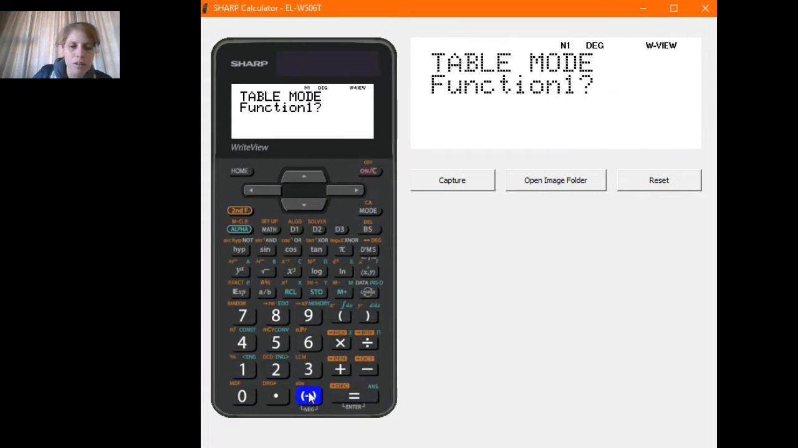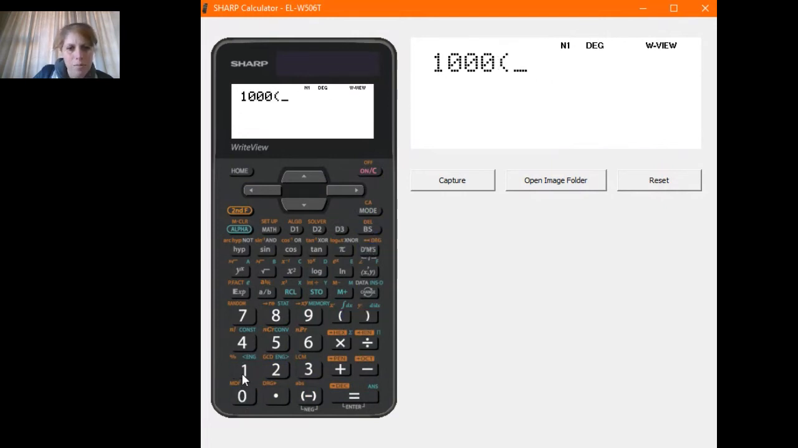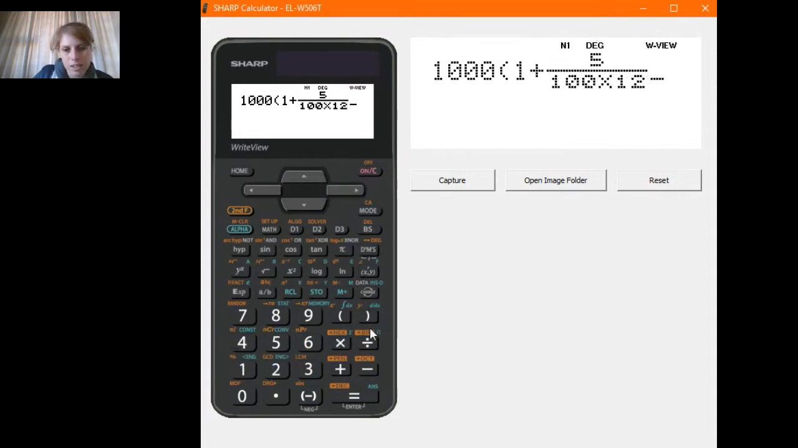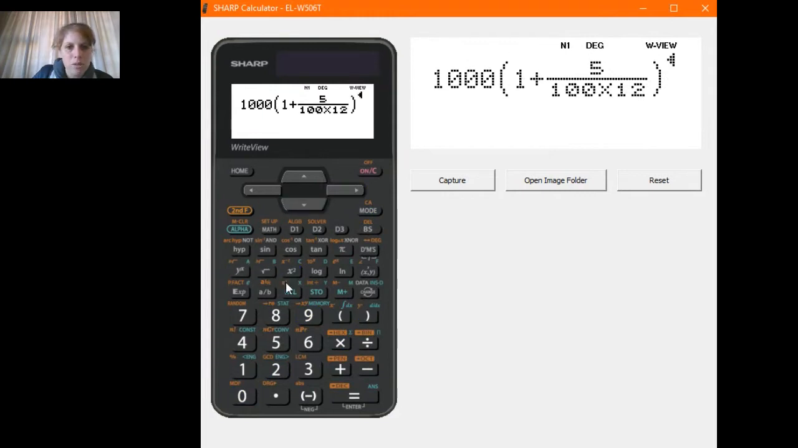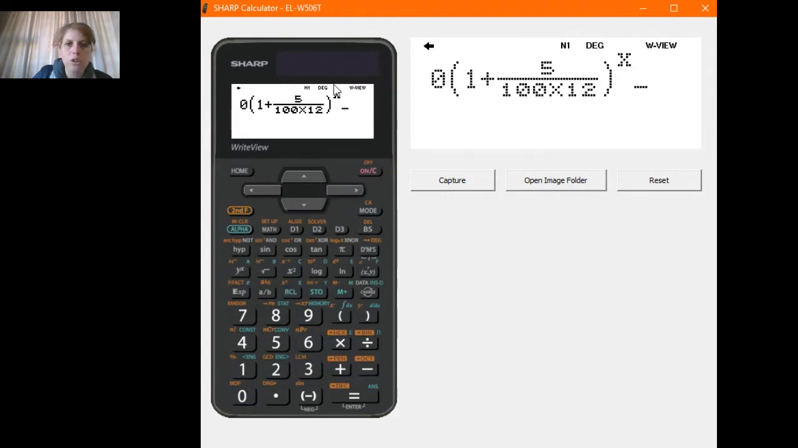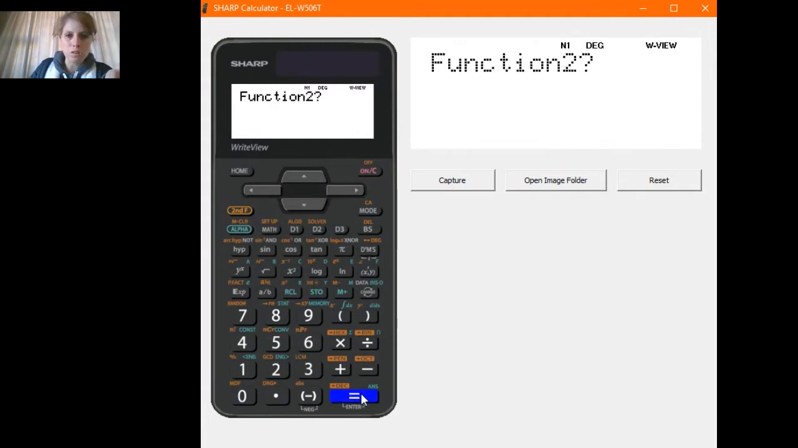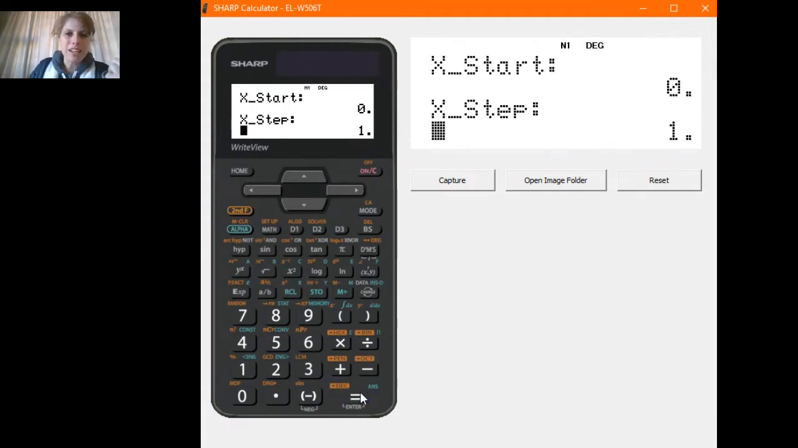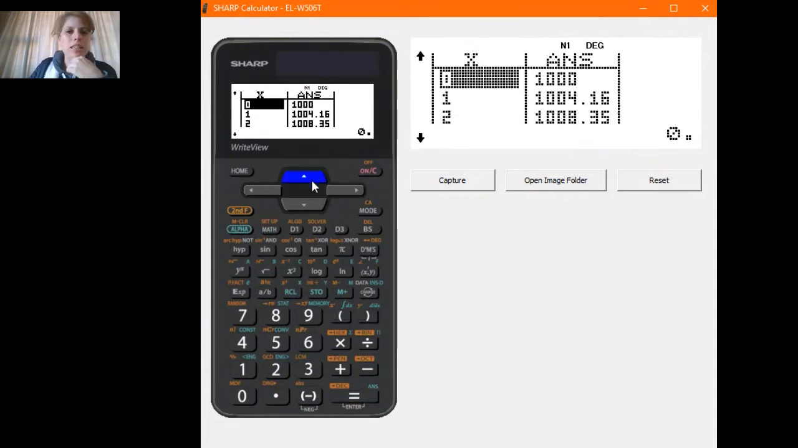Sorry guys, you know what I'm going to do? Let me just do it. So 1,000, open brackets, 1 plus 5 over 100, and then we're going to multiply by 12, to the power of x. You'll note that I haven't multiplied by 12, and the reason I've done that is because I want to use my x as a number of months, just for this explanation, which is why I went back and changed it. So here you can see after 1 month, I've earned R4.16.